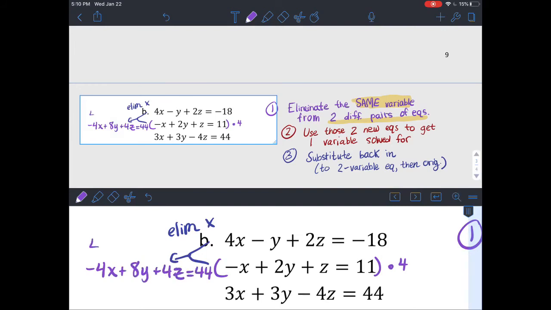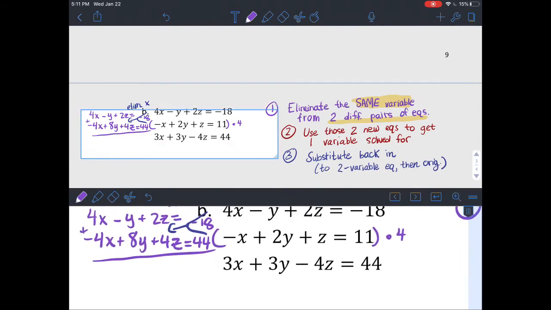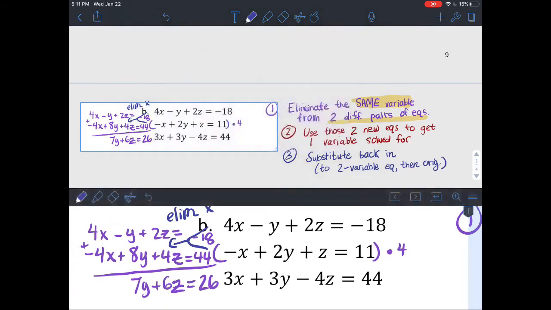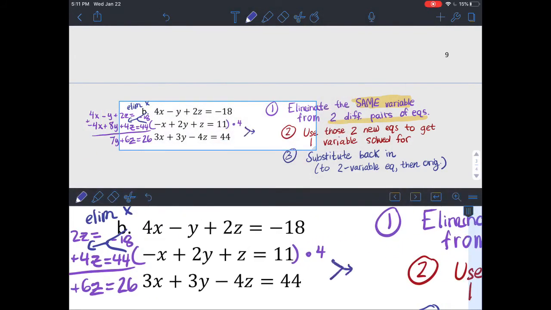Be really careful on these. It's easy to make mistakes and screw all of it up, so just be really careful on your rewriting and adding. So if I add those together like I wanted, my x's will eliminate and I'll get 7y plus 6z equals 26. Now stick with the same variable and pick 2 different equations and eliminate x. So I'm going to go with the bottom 2 because it looks like I could put those 2 together, multiply my top one by a positive 3, and then I can eliminate my x's pretty easily.